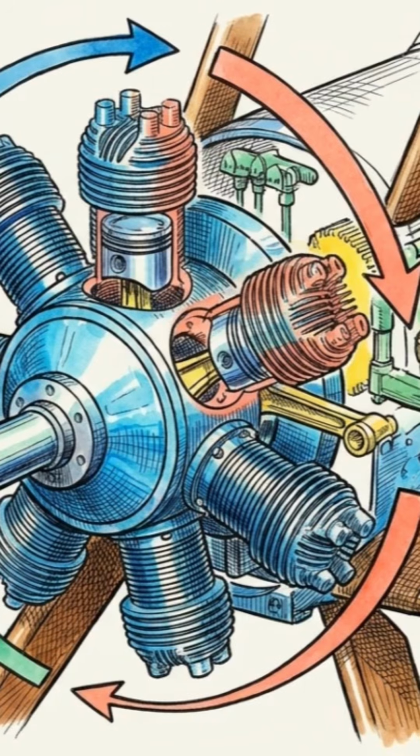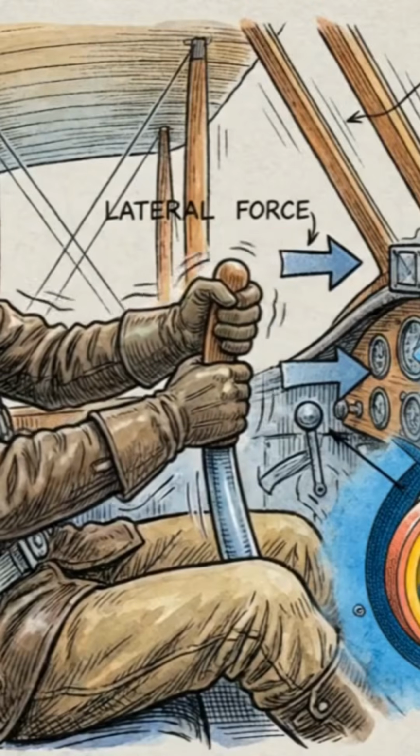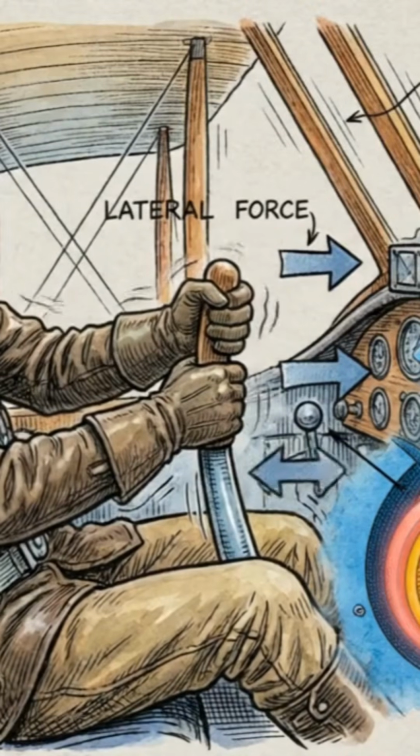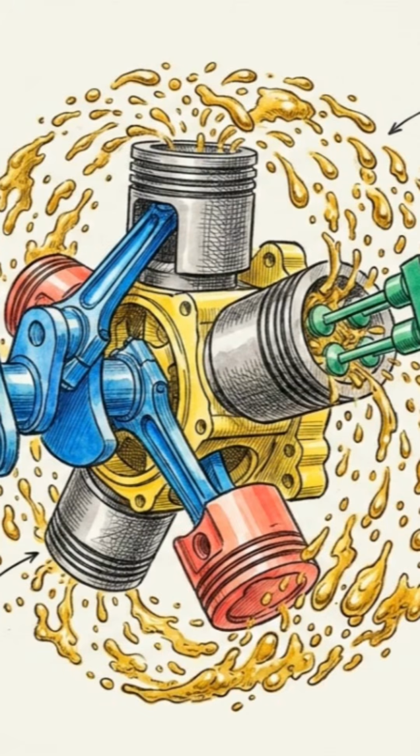But that spinning mass introduced specific operational difficulties. The engine acted as a massive gyroscope. Turning the plane in one direction was simple, but fighting that momentum to turn in the opposite direction was difficult and potentially dangerous. There was also the issue of lubrication.